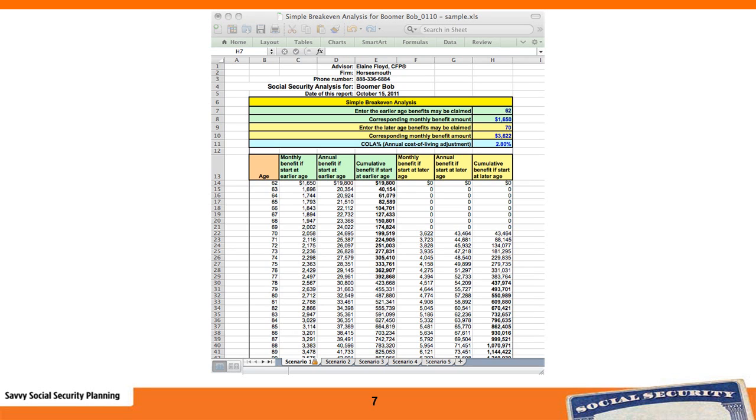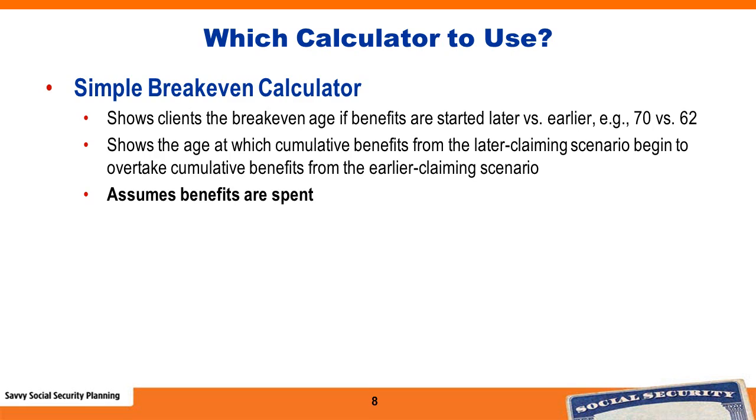I should say that studies have shown that the break-even analysis leads to earlier claiming behavior. The reason is that people don't like to start out behind. They think they're getting ahead of the game by starting their benefit at 62. But as the calculators show, at some point they will fall behind if they take a permanently reduced benefit at 62. The Simple Break-Even Calculator assumes benefits are spent.